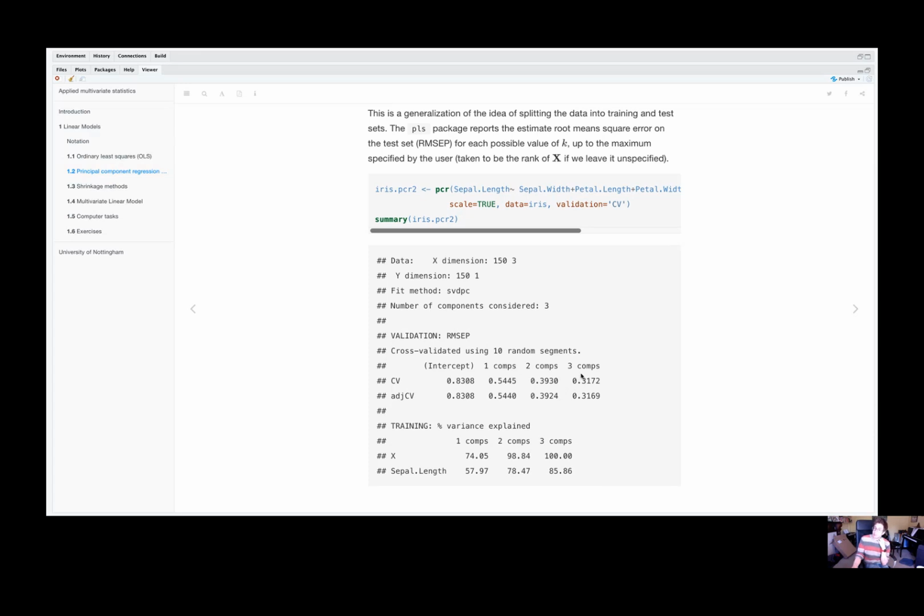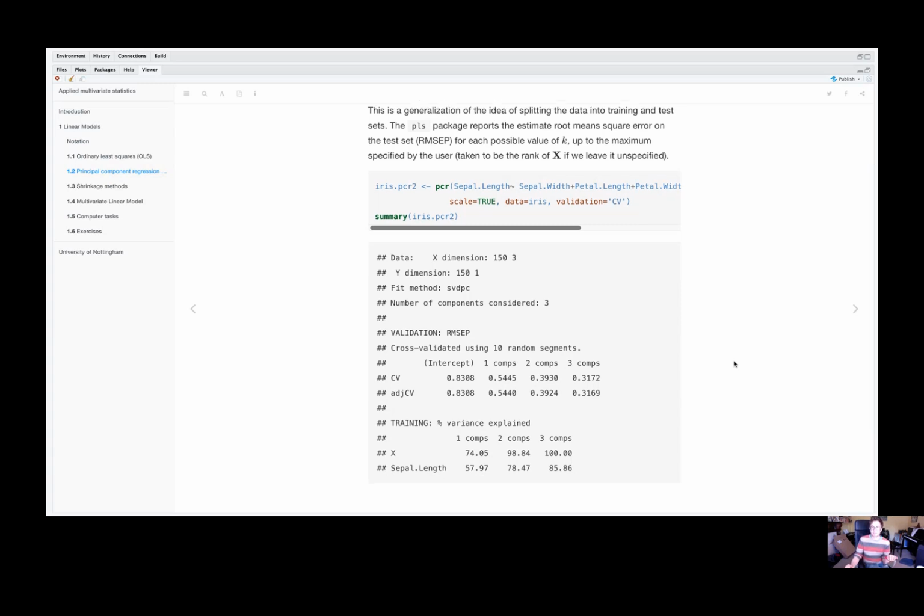But in some examples, as we add more and more components, we'll see that it pays to stop adding components at some point. In some problems, we don't want to use all the possible components. But because this is a very simple problem, there's only 3 dimensions here, we may as well use all the components. It's a kind of toy problem just to illustrate the example. Okay, so that's principal component regression.